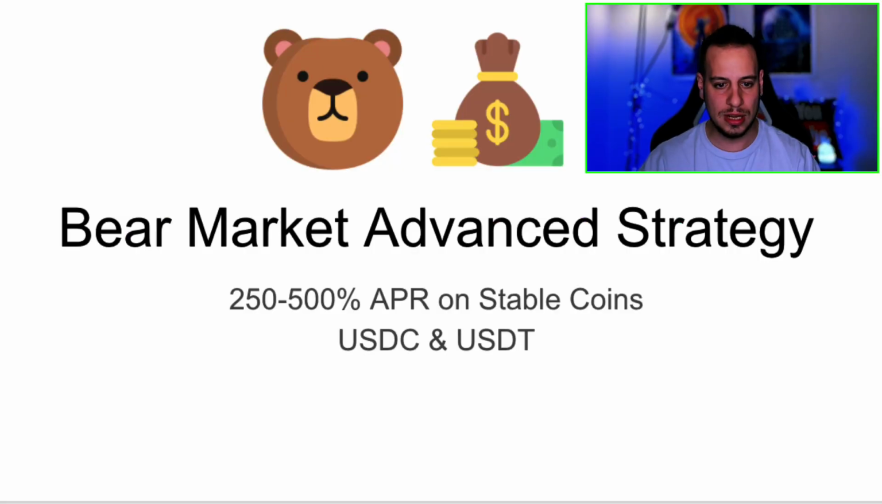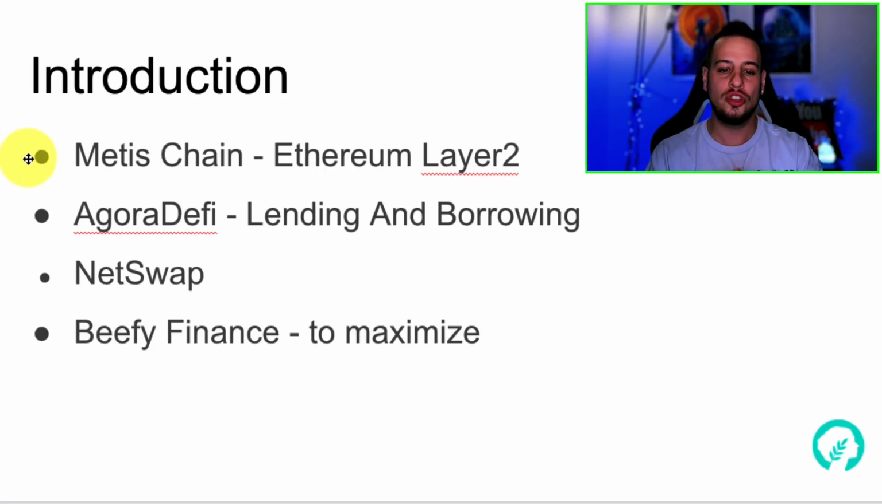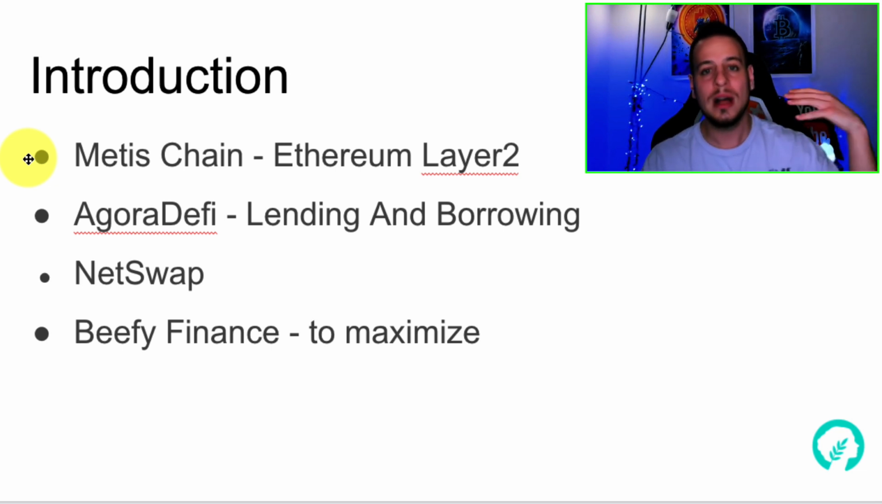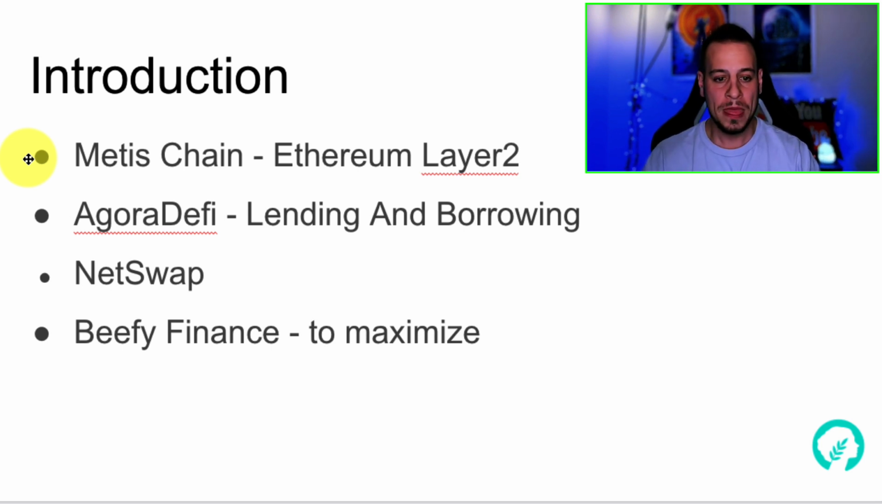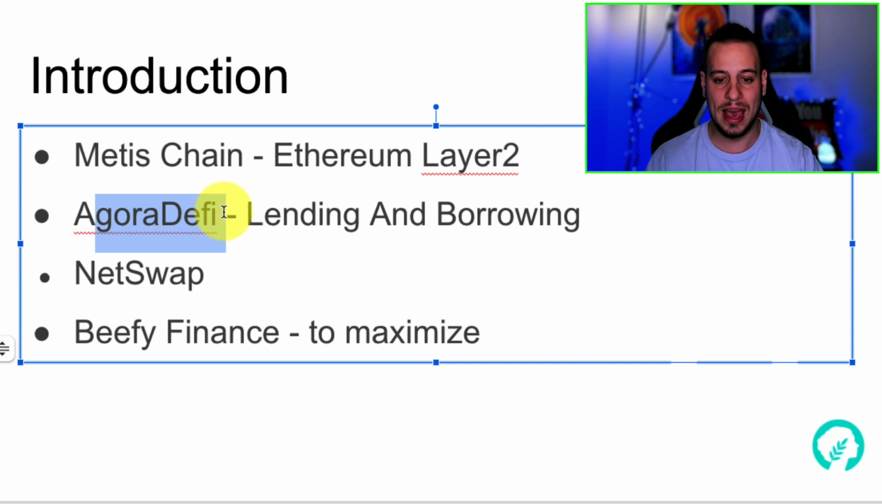So the introduction is basically we're going to use the Metis chain. We'll talk about Metis in a moment, but in general it's an Ethereum layer 2 chain built to address the scalability problems of Ethereum. We're going to use Agora DeFi as our money market for lending and borrowing, and we're going to use NetSwap for staking and farming, and of course Beefy Finance, the yield farming optimizer, to compound our yields with auto-compounding and maximize our returns from APR to APY.